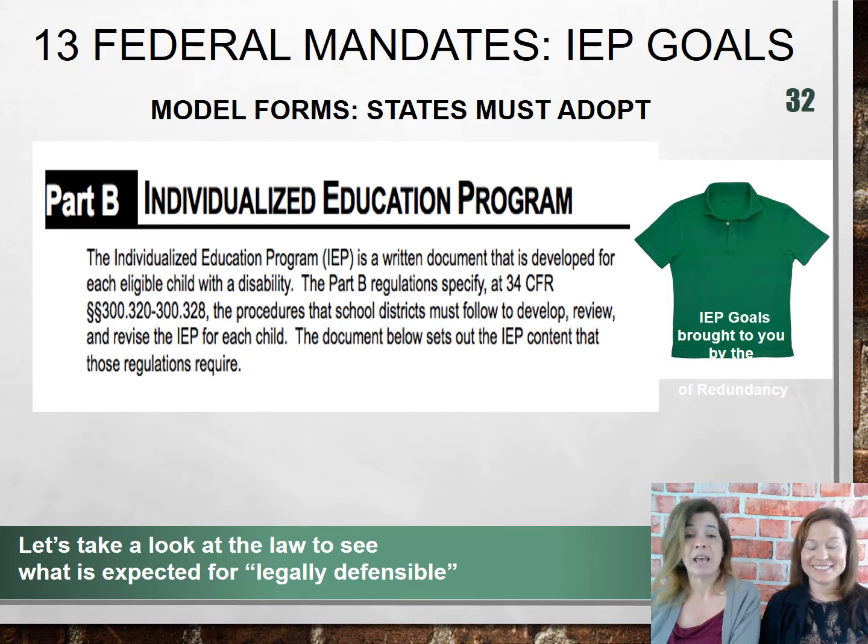Still to this day, there are very few programs out there teaching professionals that there are 13 federal mandates related to IEP goal writing. And I think it's pretty important for us to know because it's our license at stake. We are responsible, we are accountable. Just because we don't know those mandates doesn't mean we're not responsible to adhere to them.